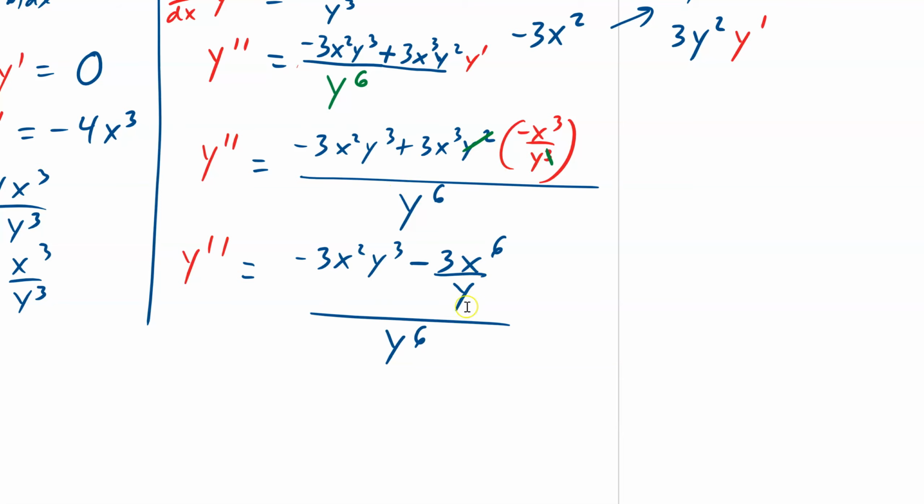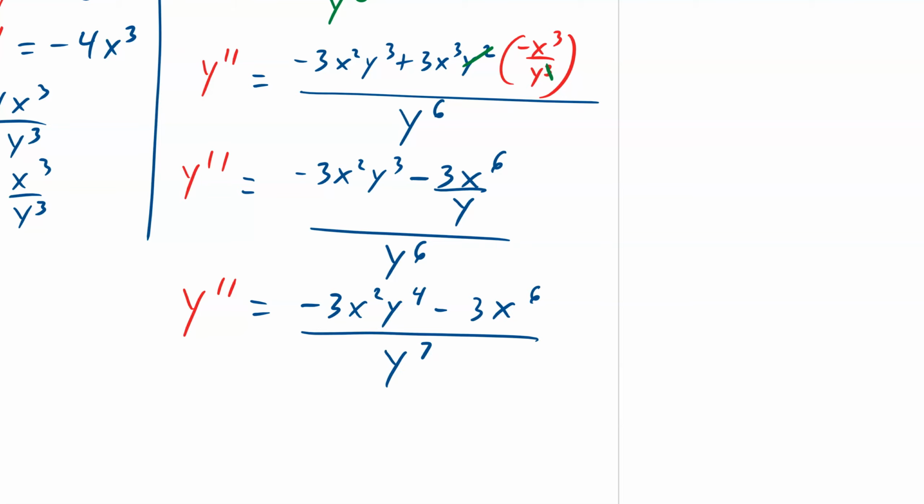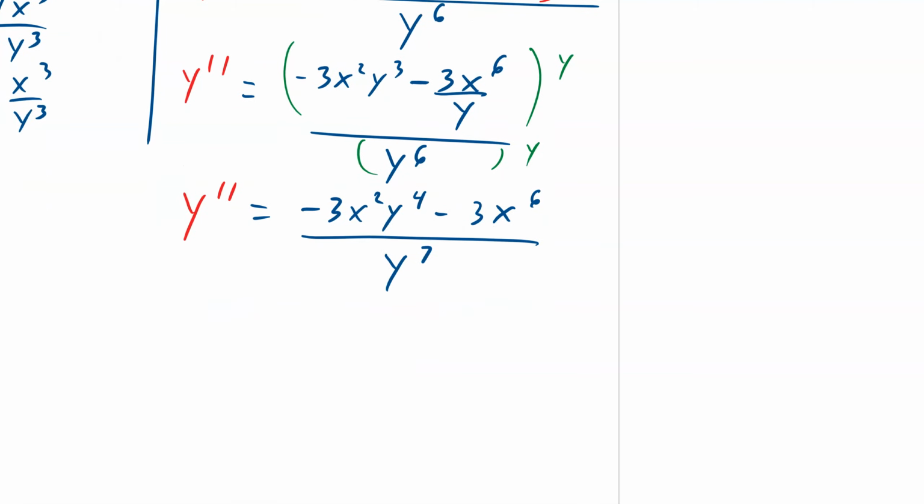Now, to get rid of that y, we just multiply everything by y. So y double prime equals, and we're just going to multiply top and bottom by y. And so we end up with negative 3x squared y to the fourth minus 3x to the sixth, all over y to the seventh. So we multiplied top and bottom by y.